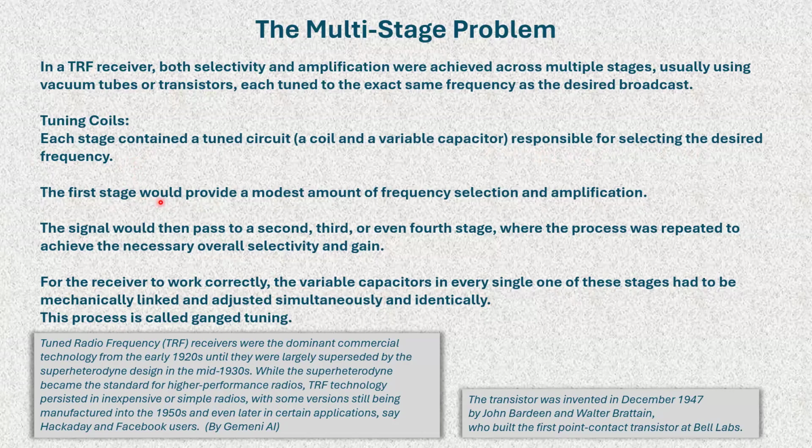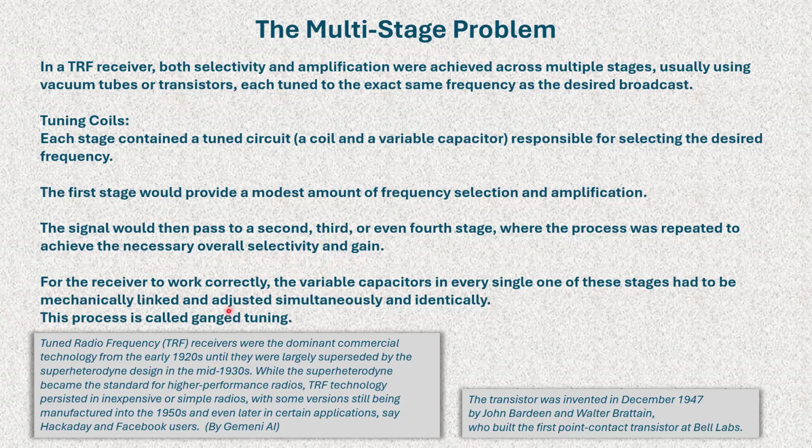All right, so the first stage would provide a modest amount of frequency selection. So in the first stage, we would just lock onto that frequency. More or less, we are tuned into that frequency as much as we possibly could. The signal would then pass through the second, third, or even fourth stage sometimes, where the process was repeated to achieve the necessary overall selectivity and gain.